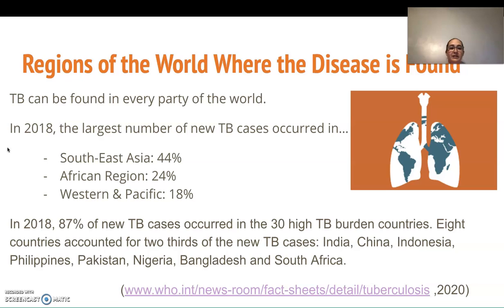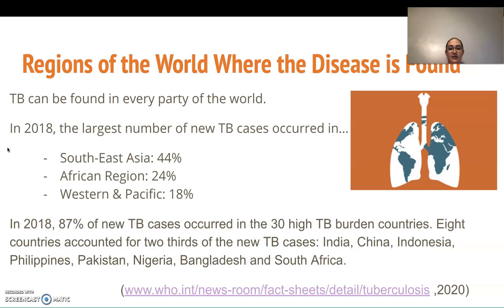The regions of the world where the disease is found. TB can be found in every part of the world. A few years ago in 2018, the largest number of new TB cases occurred in Southeast Asia, the African region, and the Western Pacific region. Southeast Asia was at 44%, while the African region was at 24%, and Western Pacific was at 18%.